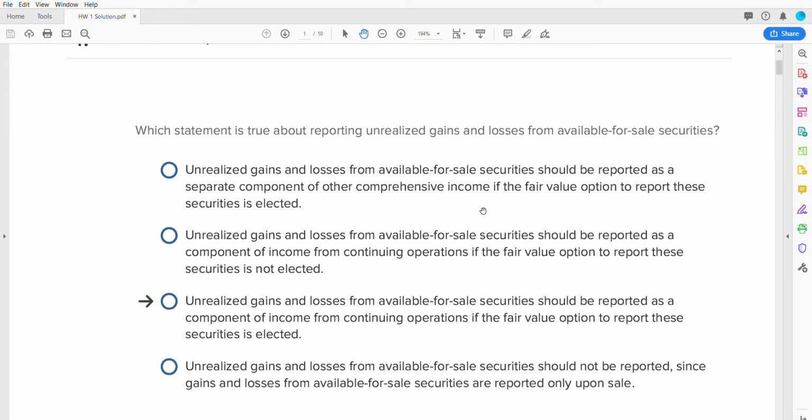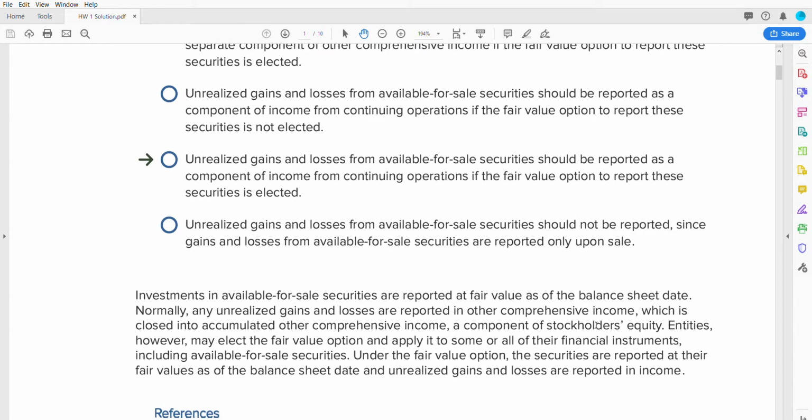Which statement is true about reporting unrealized gains and losses from available for sale securities? Unrealized gains and losses from available for sale securities should be reported as a component of income from continuing operations if the fair value option to report these securities is elected. So in this situation, when you have an option to report all assets at fair value, they just go under unrealized gains and losses, right? Under the fair value option, securities are reported at fair value. If they don't select the option, then it would go to OCI.